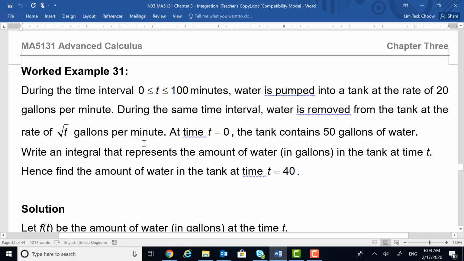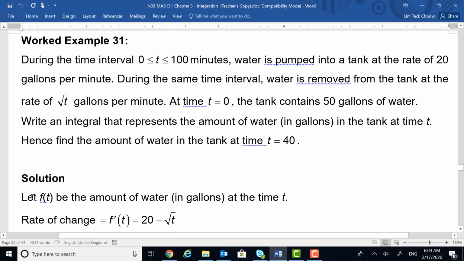So if you let F(t) be equal to the amount of water inside the tank at time t, then F'(t) is actually the rate of flow of water. There's an inward pump at 20, and there's a remover taking out, so it's a minus. So the rate of flow of water into the tank is equal to in minus out.